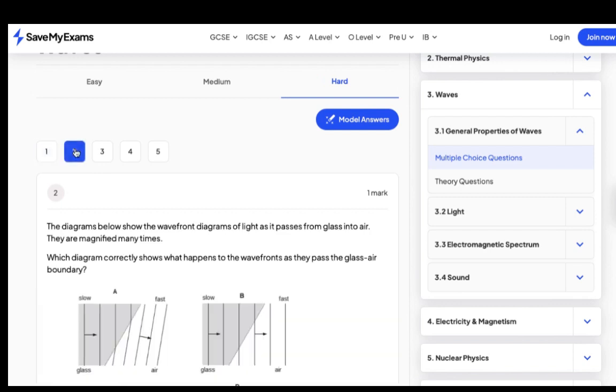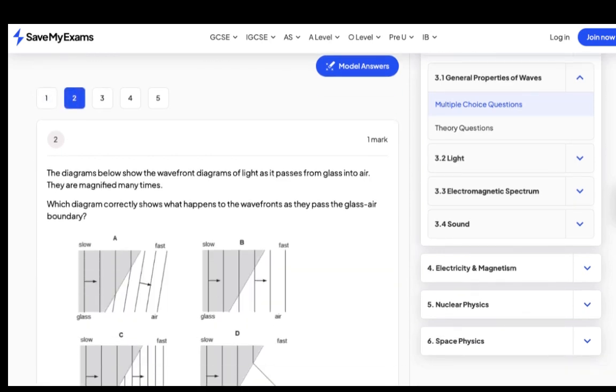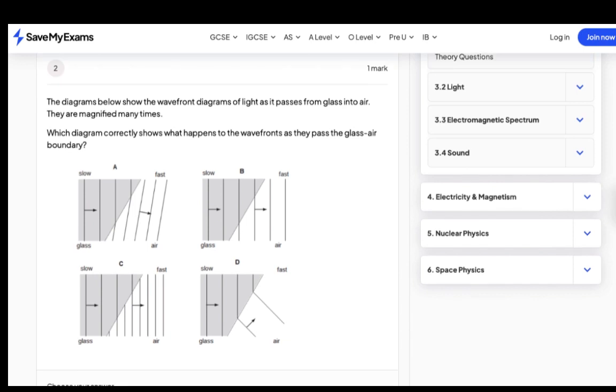Now let's take another question. Are we ready for this question? Take a look at this question. It says the diagrams below show the wavefront diagram of light as it passes from glass to air. They are magnified many times. Which diagram correctly shows what happens to the wavefronts as they pass the glass to air boundary? Glass to air, from the denser medium to a less dense medium.